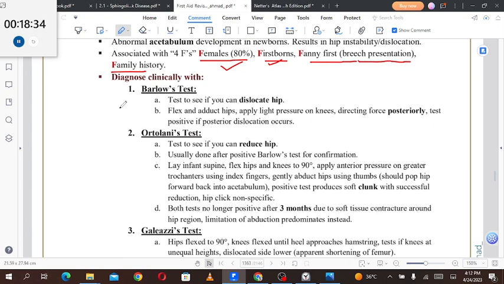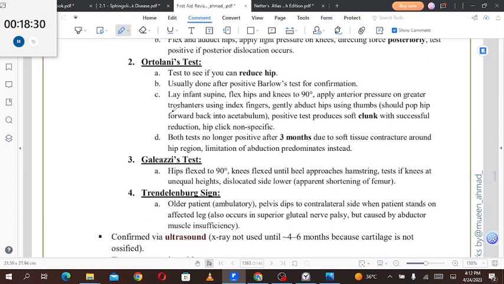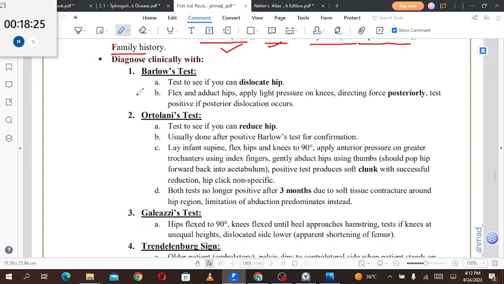Diagnosed clinically with the Barlow test, Ortolani test, Galeazzi test, Trendelenburg sign. Okay, so they're like horrible nightmares. Barlow test. What is Barlow test? A test to see if you can dislocate the hip: flex and adduct the hip, apply light pressure on the knee, directing force posteriorly, test positive if posterior dislocation occurs. So in the Barlow test, we have to check for posterior dislocation of the hip.